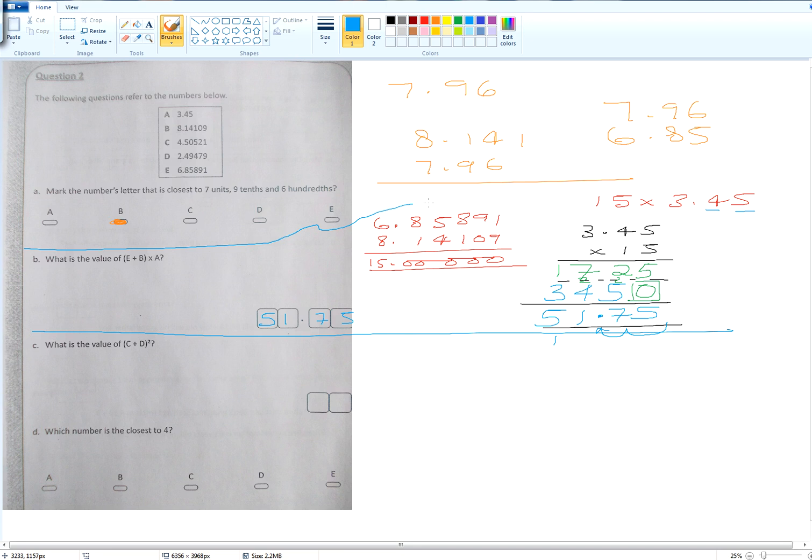C is very easy. Okay, now question C. It says C plus D. Now C is 4.50521, and D is 2.49479. And then we're going to add that up. Okay, Mr. Musab, what's that give us? That gives us 7.0000.